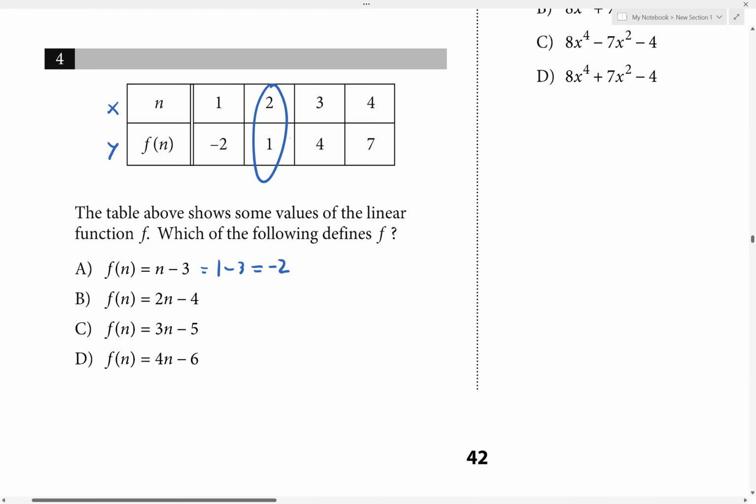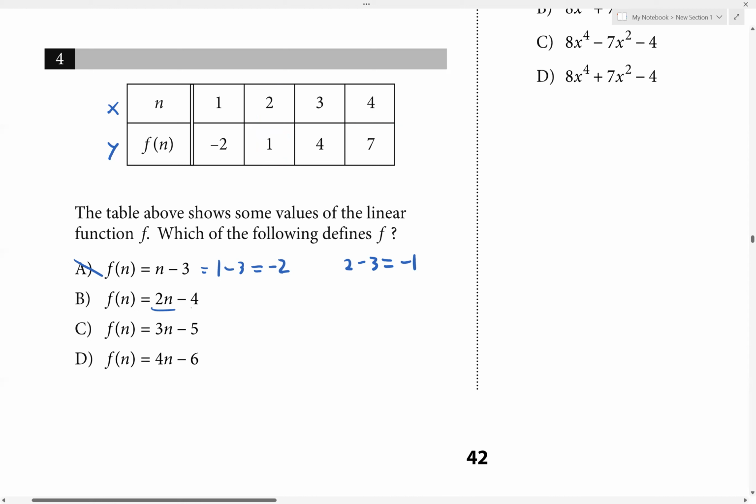So if you do the second pair, you see we have a problem, right? Because 2 minus 3 is -1, which is not equal to 1. So A is actually incorrect. Just because the first pair works doesn't mean it's our correct answer. We do have to verify that it works for the whole table.